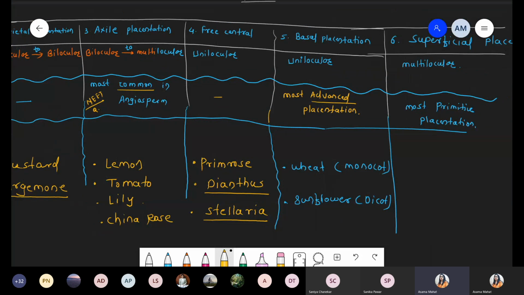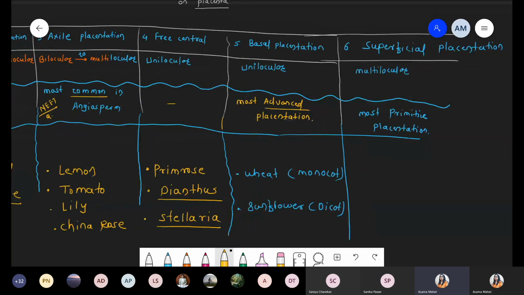Both wheat and sunflower have a reduced structure of the female gametophyte. We'll see this ahead. This is one characteristic feature. Why are these the most advanced? Because the gynoecium or ovary part shows reduction. That's why these are the most advanced. We'll discuss this next. And the last point, the multilocular ovary, which is the most primitive, superficial. It's very common in water lily. Only a single example, that is water lily.